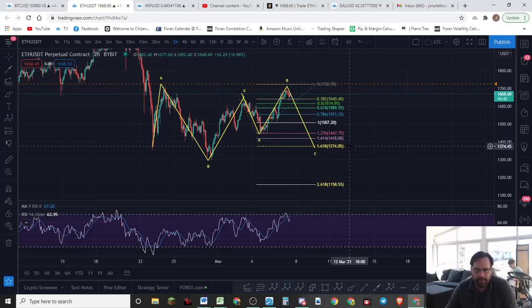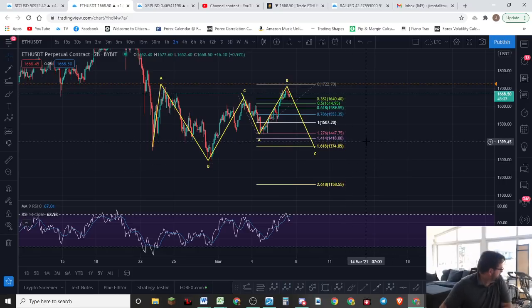Maybe even a little deeper, wick down to the 1618. I can't say, but make sure that's closed. My son should close the door.